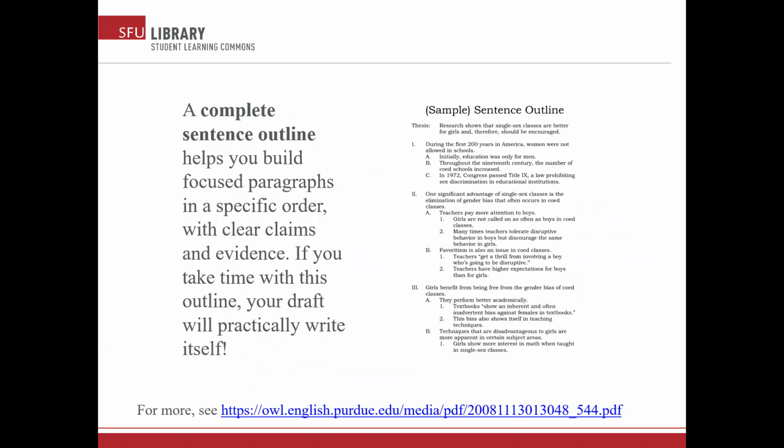Sentence outlining can also be helpful if you're struggling to build focused, coherent paragraphs. Keep in mind that different processes work for everyone, so really just try to find the strategy or system that works best for you. If you'd like to know more about sentence outlining, please check out the link at the bottom of the page.